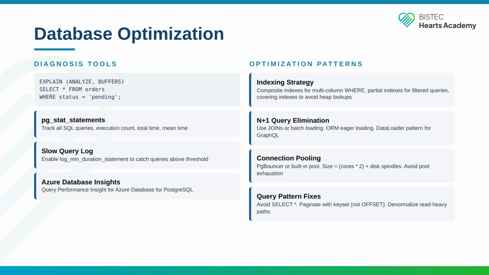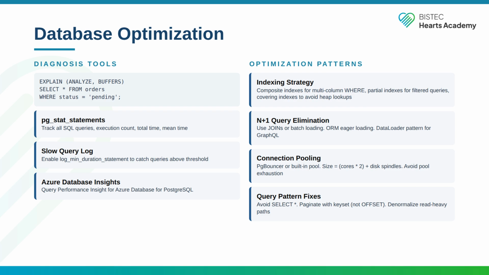pg_stat_statements is an underrated tool. Enable it and you get automatic tracking of every distinct query, how many times it ran, total execution time, mean time, and standard deviation. Sort by total to find your most expensive queries. Sometimes a query that runs in 5 milliseconds but executes 50,000 times per hour is a bigger problem than a single slow query. A slow query log is your safety net. Set the min duration statement threshold to something like 100 milliseconds, and you'll catch any query that takes too long. On Azure Database for PostgreSQL, Query Performance Insight gives you this data in a visual dashboard.